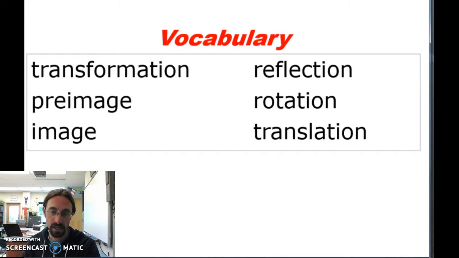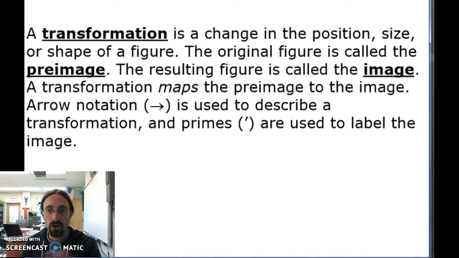Vocabulary terms that we're going to see in this lesson. Again, please update your vocabulary as we go along if you don't already have it done. So a transformation, the formal definition is a change in the position, size, or shape of a figure. The original figure is called the preimage. The resulting figure is called the image. A transformation maps the pre-image to the image. Arrow notation, this little thing here, is used to describe a transformation, and primes are used to label the image.